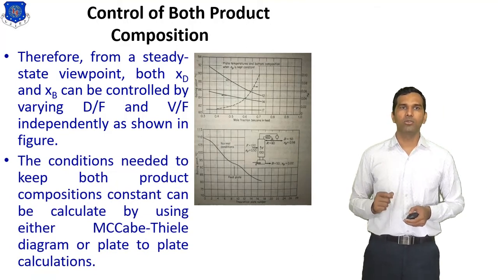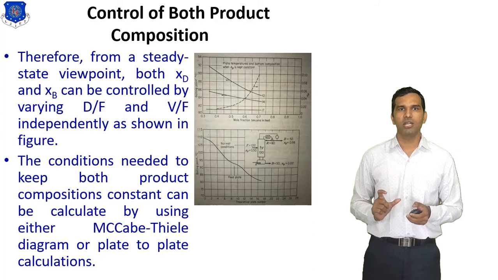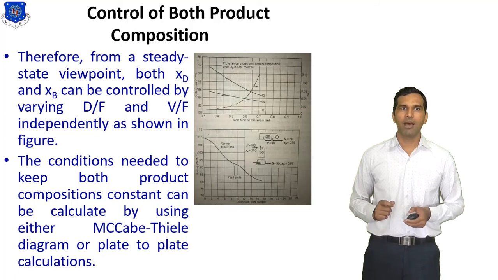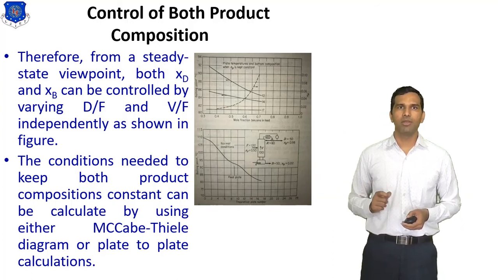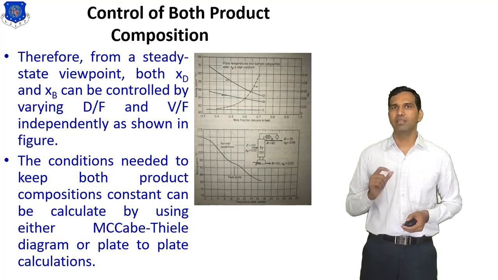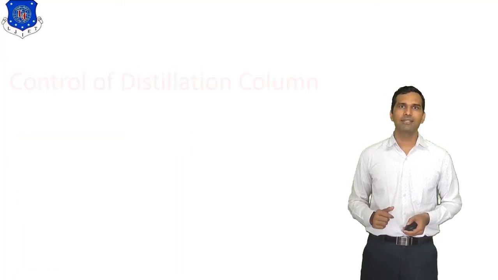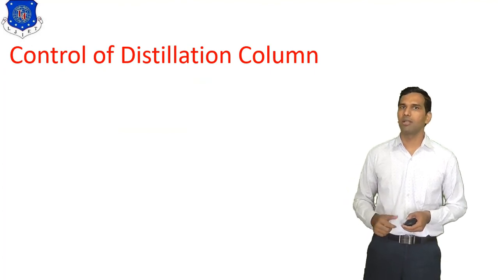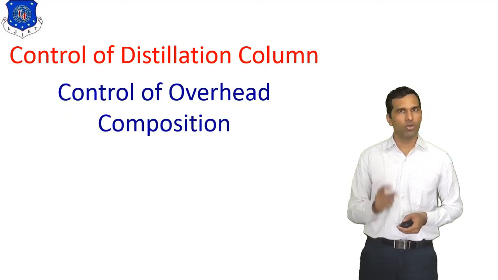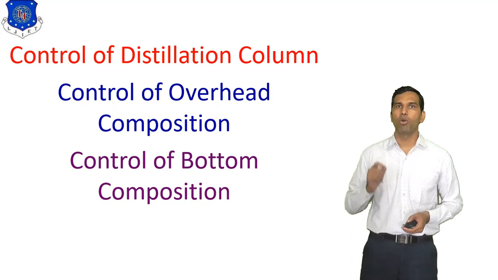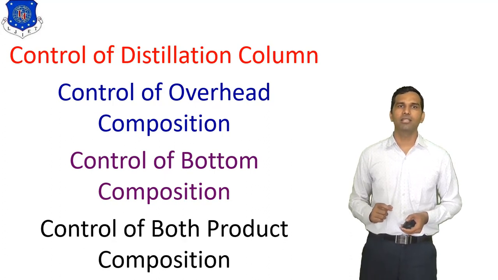The conditions needed to keep both product compositions constant can be calculated by using either the McCabe-Thiele diagram or plate-to-plate calculation. So you can see this is the diagram, and this is the last method, that means control of both product compositions. So in this lecture we discussed the control of distillation column: we discussed the control of overhead composition, then the control of bottom composition, and last the control of both product compositions.